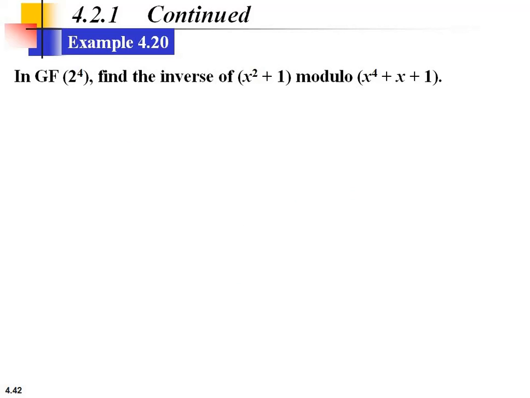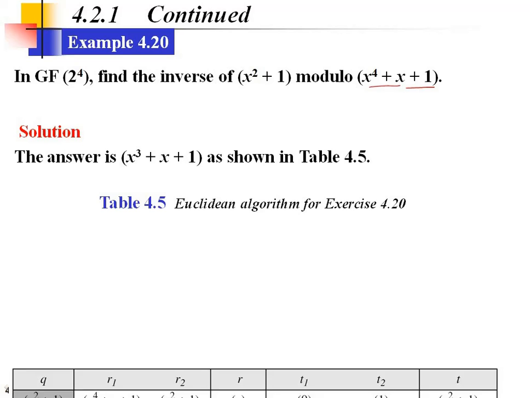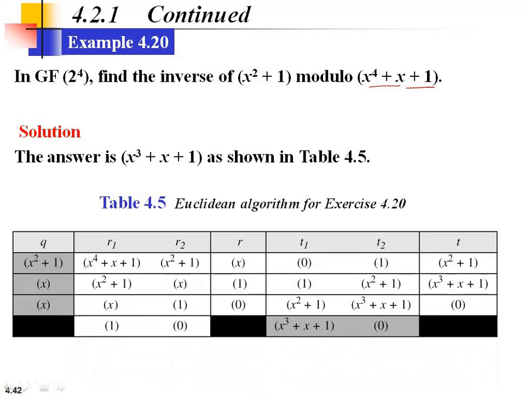In the same manner we can compute the inverse. Suppose we have GF 2 to the power 4, and we have to find the inverse of x square plus 1, and the modulus or the irreducible polynomial given is x to the power 4 plus x plus 1. So we can apply the Euclidean algorithm to calculate the inverse. Again we will form the table like this. The first column is q, the quotient, then we will initialize r1 and r2. This will become your r1 and this will become r2.